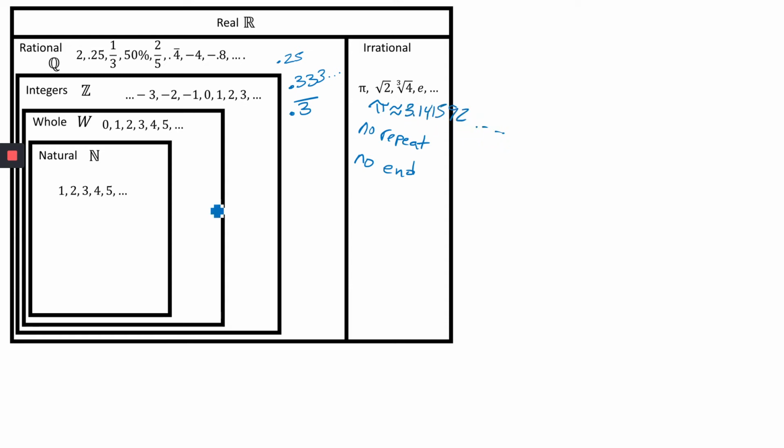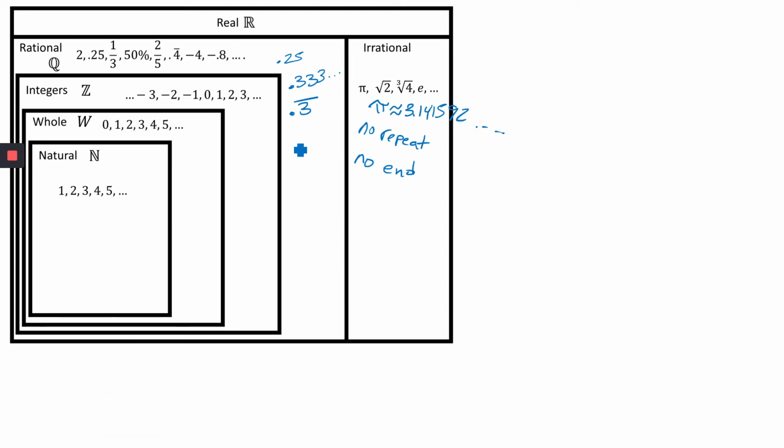It doesn't repeat itself. And other numbers like square roots that don't come out to be a nice fraction or decimal, cube roots, other numbers like e. Anything that can be written as a decimal that doesn't repeat and doesn't end is irrational. The irrationals and the rationals together make the reals.